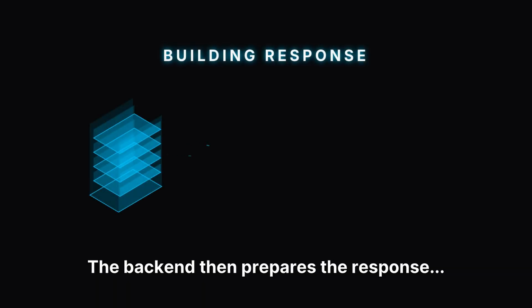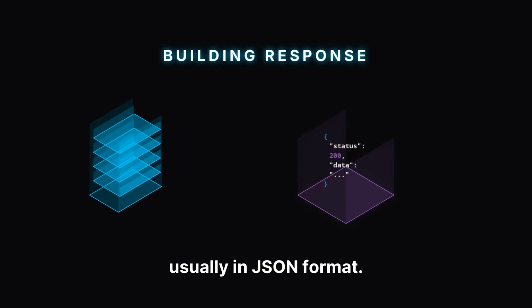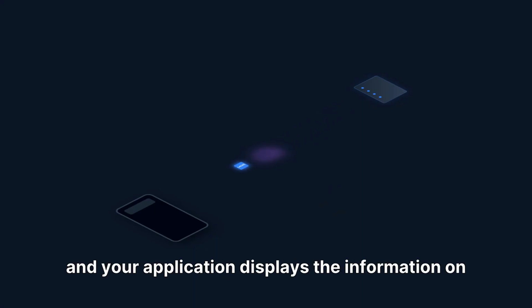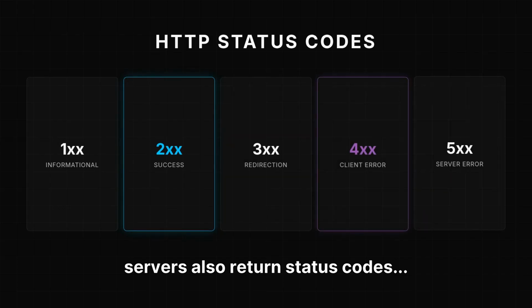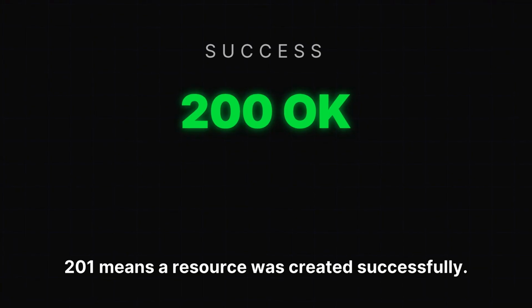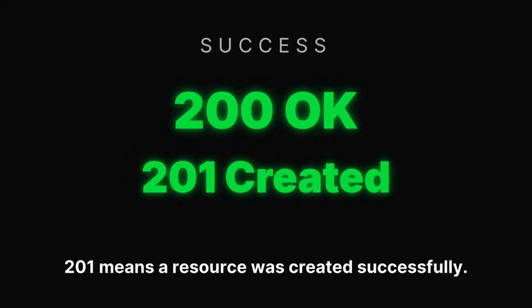The backend then prepares the response, usually in JSON format. Finally, the response travels back across the internet to your device, and your application displays the information on the screen. Along with data, servers also return status codes that describe what happened. 200 means success. 201 means a resource was created successfully.